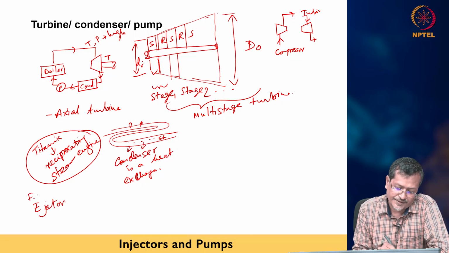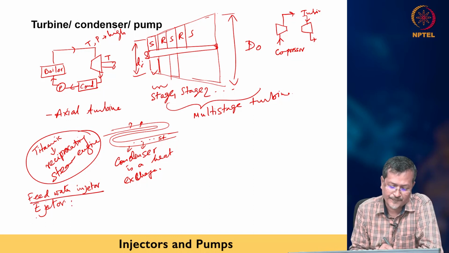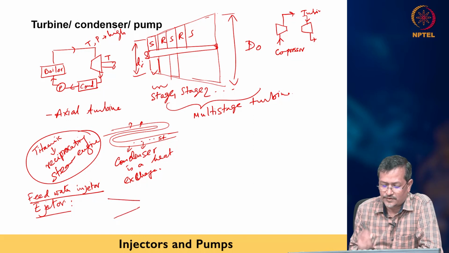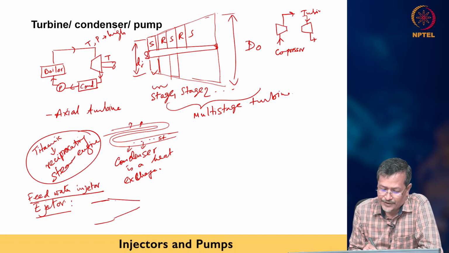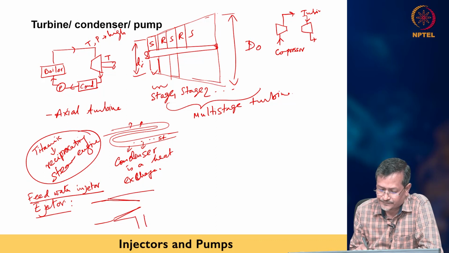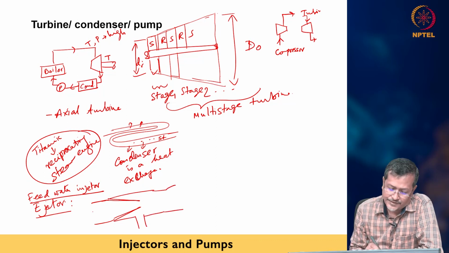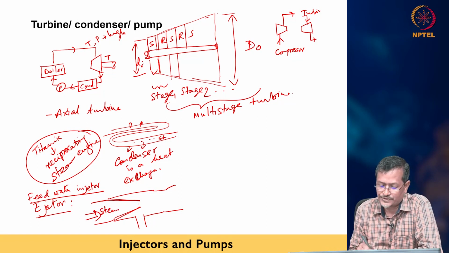So this is called feed water injector. Okay, feed water injector called ejector. So ejector pump is like this. I have one venturi or one pipe is here, and you reduce the pipe size like this, and you create such a system like this. Okay, so you pass very high pressure steam through this channel.